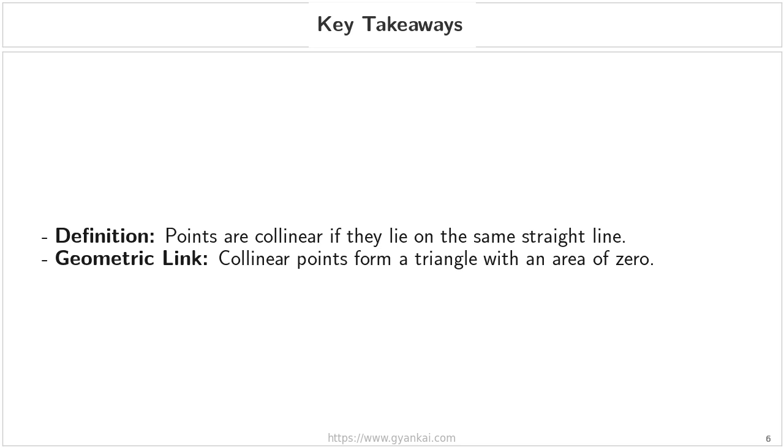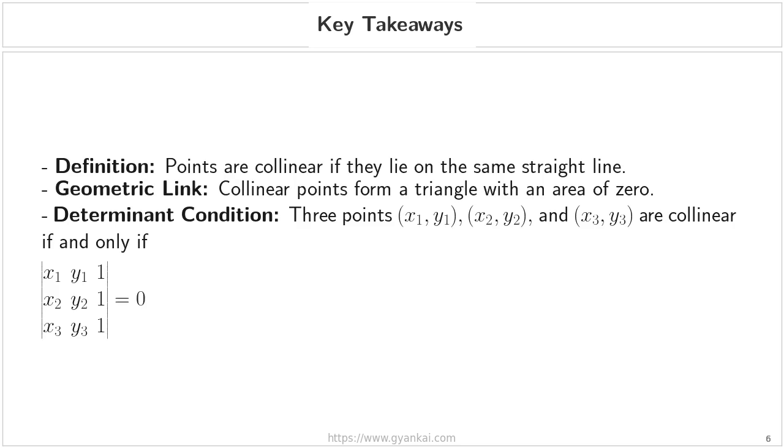Finally, let's consolidate the mathematical condition we've just mastered. To mathematically prove that 3 points, with coordinates x sub 1, y sub 1, x sub 2, y sub 2, and x sub 3, y sub 3 are collinear, we use the determinant method. The condition is that the determinant of the 3x3 matrix, where the first column is the x-coordinates, the second column is the y-coordinates, and the third column is all ones, must equal 0.